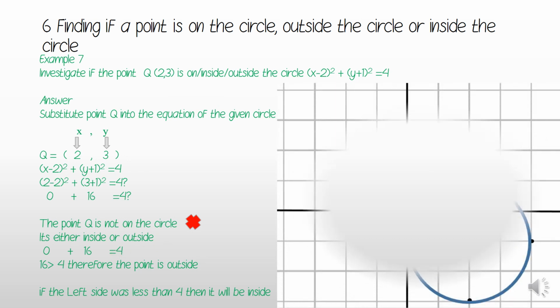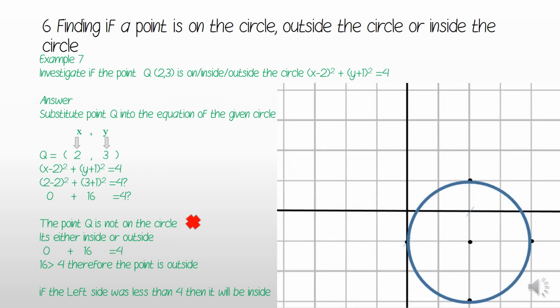So just to visualize what the question meant, we draw the circle. We don't need to do this in this question, but just to demonstrate what the question meant. So the equation of the circle is this. So we draw it like what we did before. So the center is at (2, -1), so 2 in the x, -1 in the y, and then the radius is square root of 4, which is 2, so 2 either side.